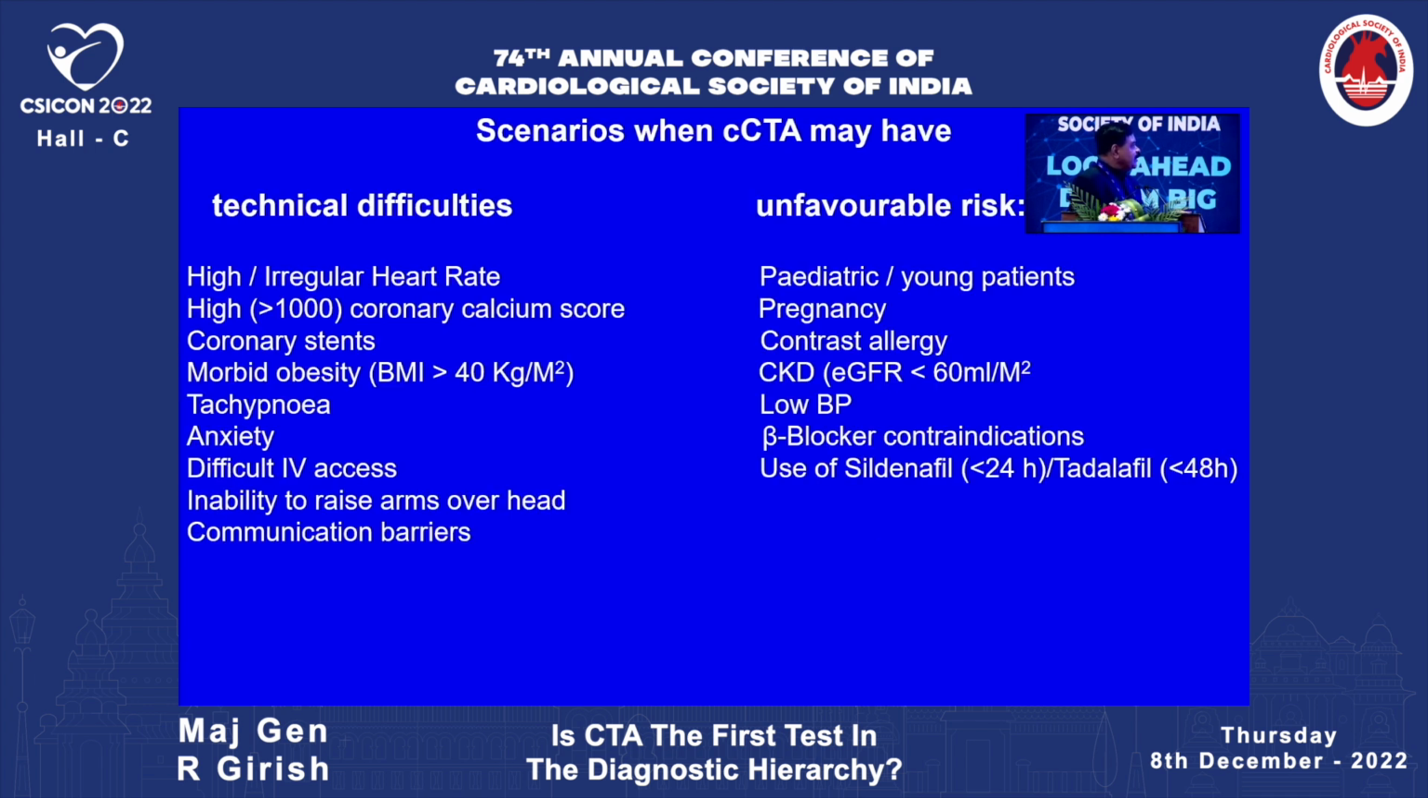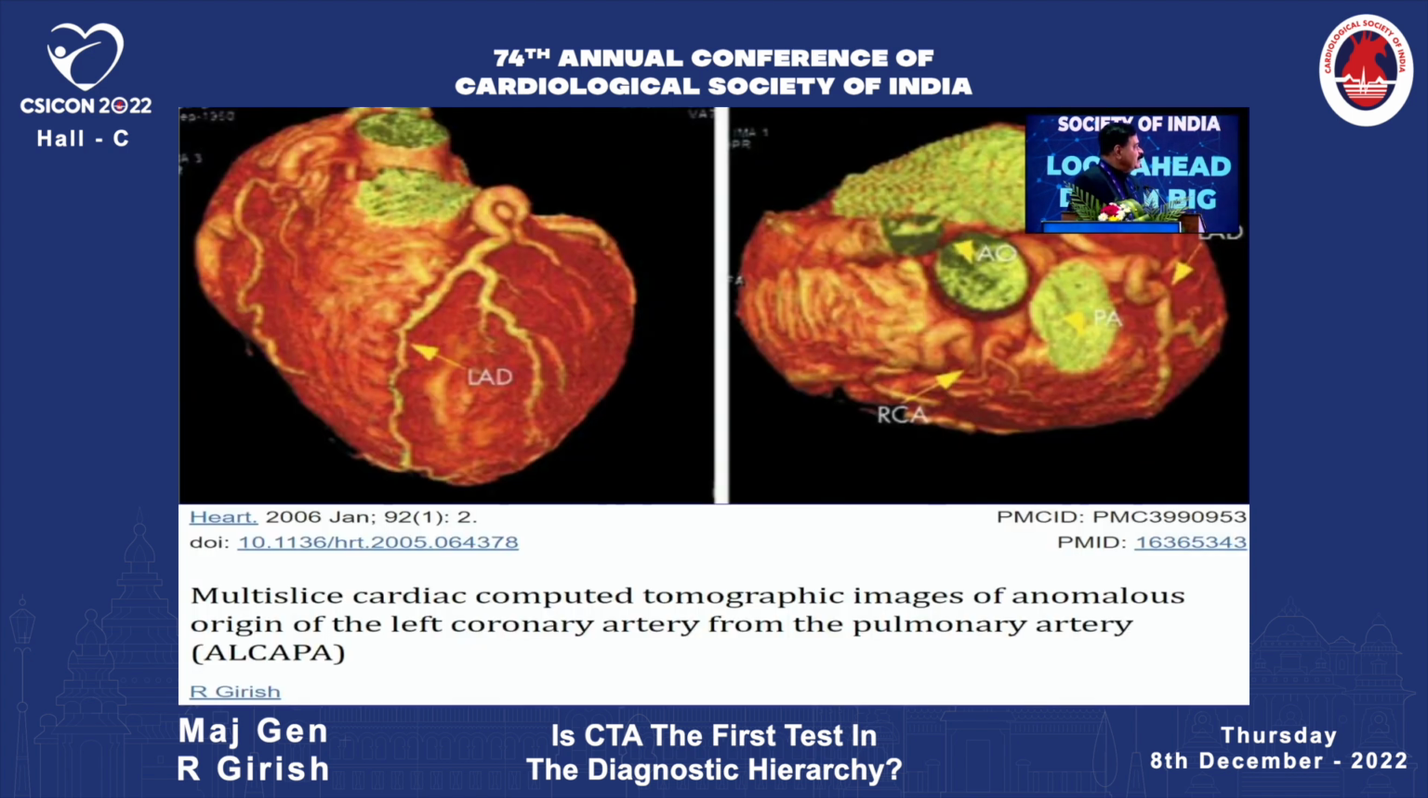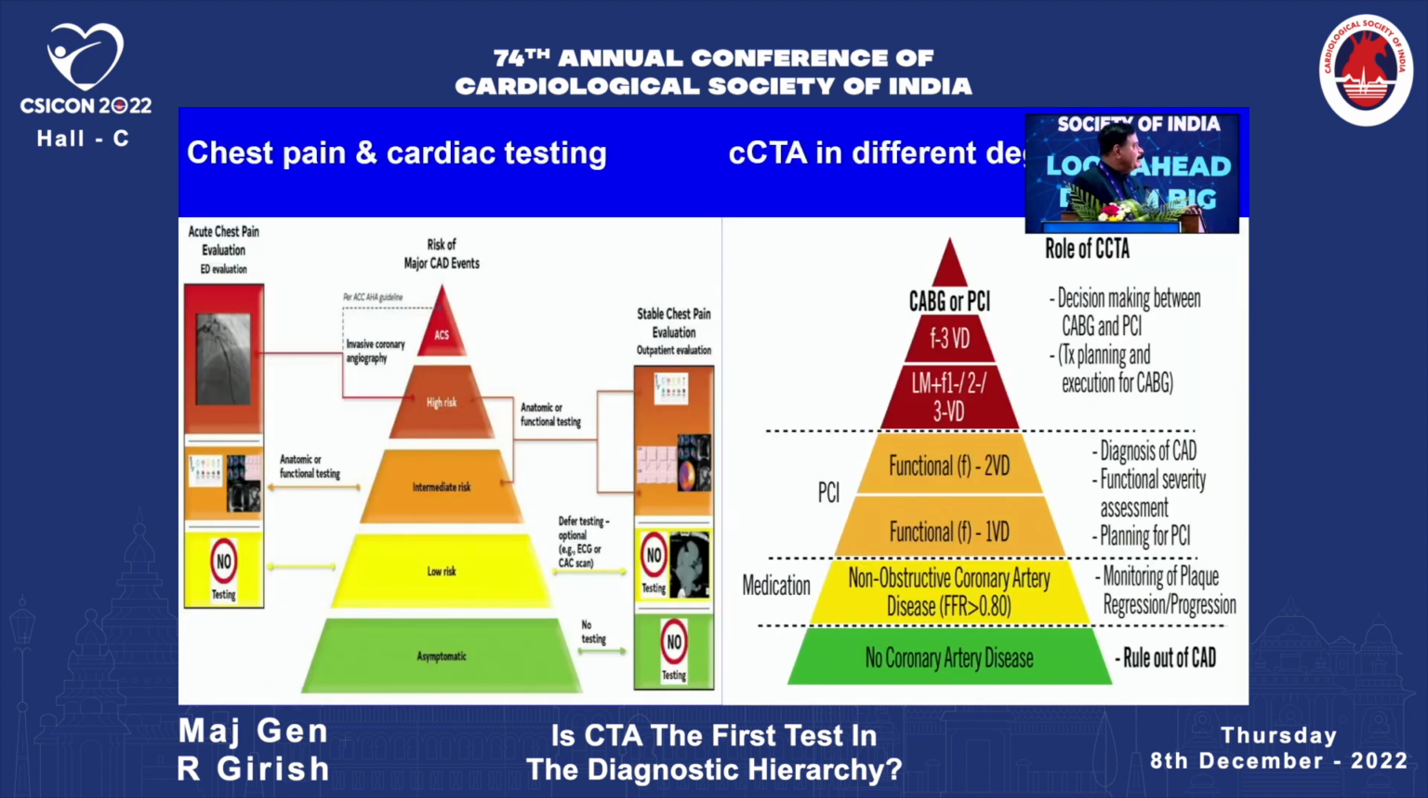The relative contraindications are high and irregular heart rates, high calcium, anxiety, obesity, pediatric patients, pregnancy, contrast allergy, chronic kidney disease, use of sildenafil. It is a very useful modality for diagnosis of congenital coronary anomalies. This was a patient who was 50 years old who was being treated as idiopathic dilated cardiomyopathy, but a CCT proved to be a case of ALCAPA in an adult.